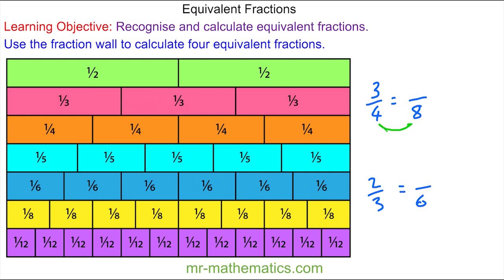Okay, so 4 multiplied by 2 is 8, and 3 multiplied by 2 is 6. So you can see 3/4 here is equal and equivalent to 6/8. And for the next one, 3 multiplied by 2 is 6. And 2 multiplied by 2 is 4. So again, you can see 2/3 is equivalent to 4/6.